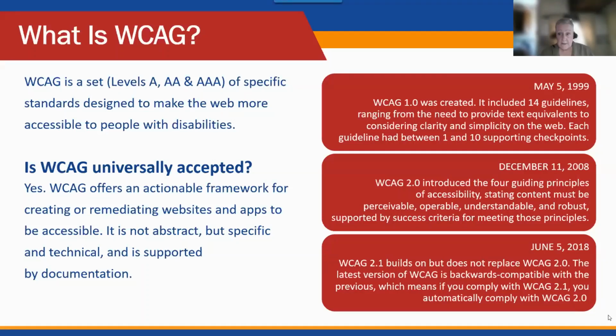In 2008, the WCAG Guidelines 2.0 were released, and they came up with these four guiding principles that we're going to talk about more today: perceivable, operable, understandable, and robust. In 2018, WCAG 2.1, which is the standard now, was released. It does not replace 2.0, but 2.0 is grandfathered into it. So if you follow the 2.1 guidelines, you're automatically following 2.0 as well.